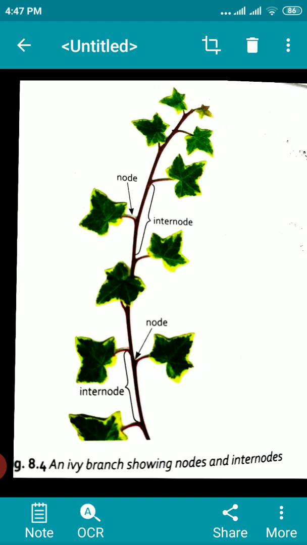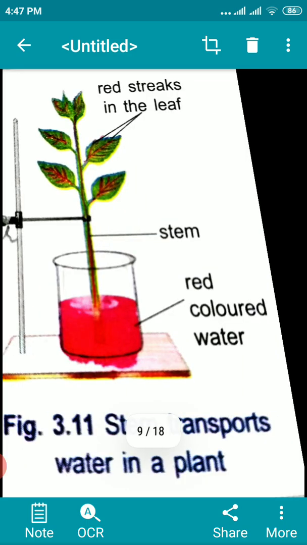Now let's see an activity, otherwise an experiment, to know how the stem conducts water. First of all, take a tender plant and put that plant in a beaker containing water. Take a beaker, put water, add a few drops of red ink to the water, cut the base of the stem of the herb and put it in the glass containing red water. Observe different parts of the plant the next day.